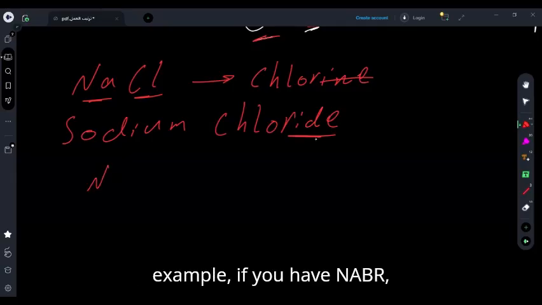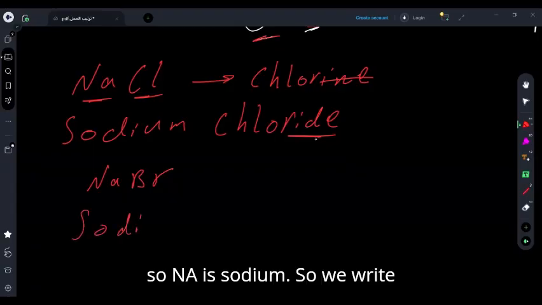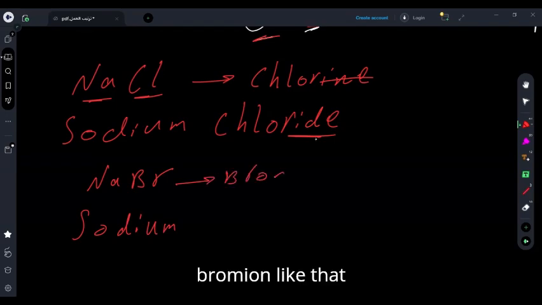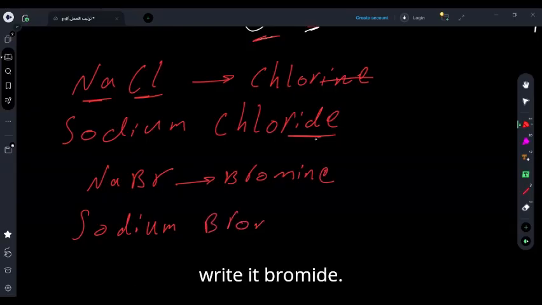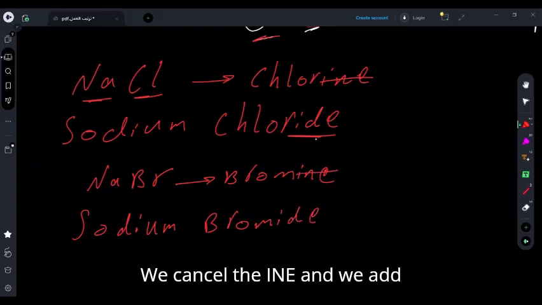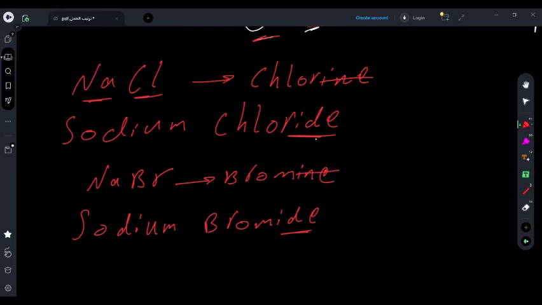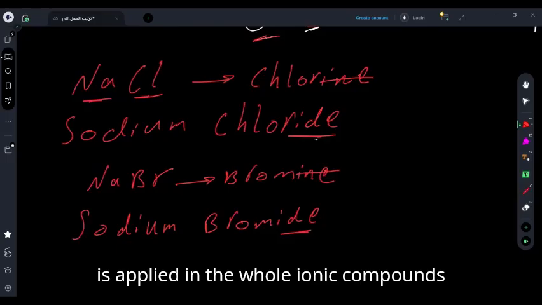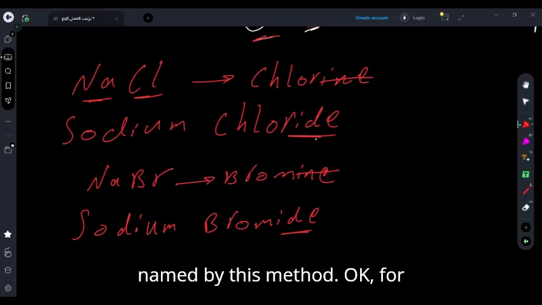Another example, if you have NaBr, Na is sodium, so we write sodium. Br is bromine, with INE at the end of the name. So we cancel the INE and we add IDE, bromide. So it's going to be sodium bromide. Okay, this method is applied to all ionic compounds in chemistry. Every ionic compound is named by this method.